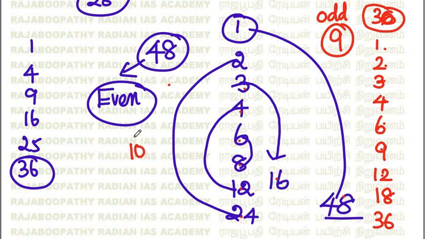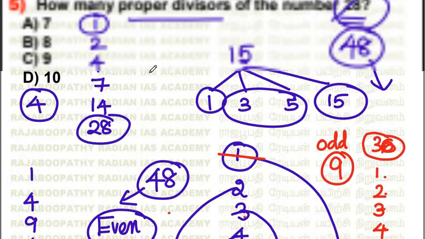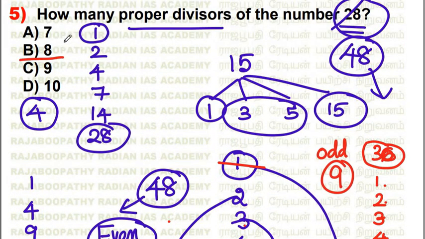So the total number of divisors of 48 is 10. But I asked for proper divisors. Proper divisors means neither 1 nor the number itself. So therefore, totally 8, if the number is 48.